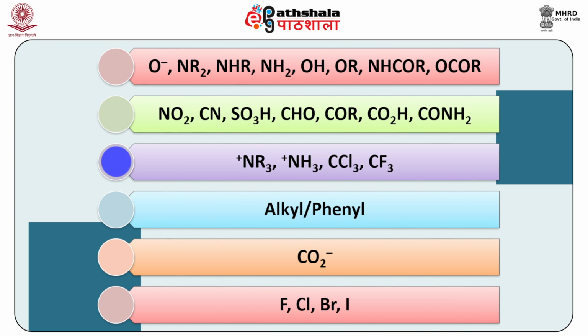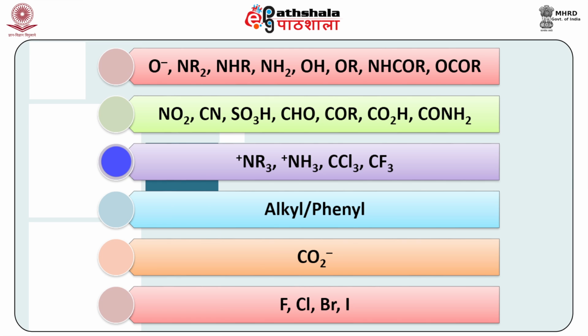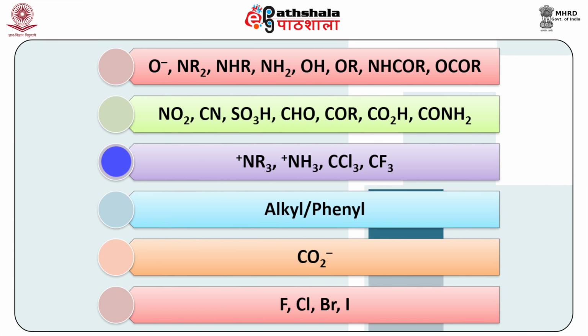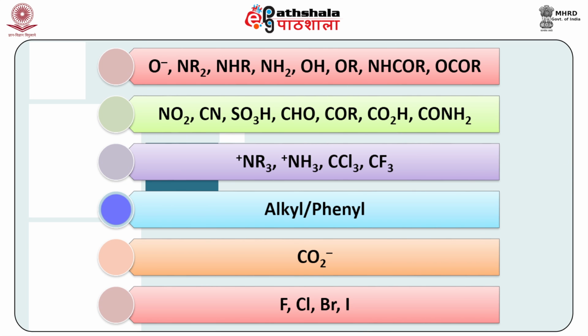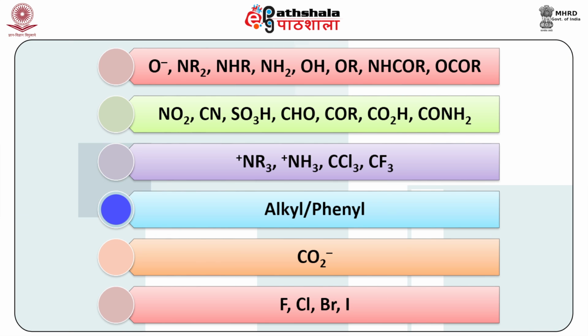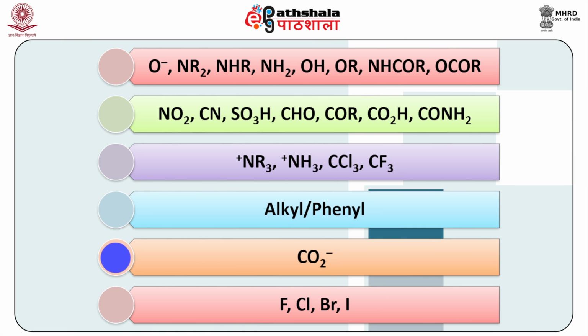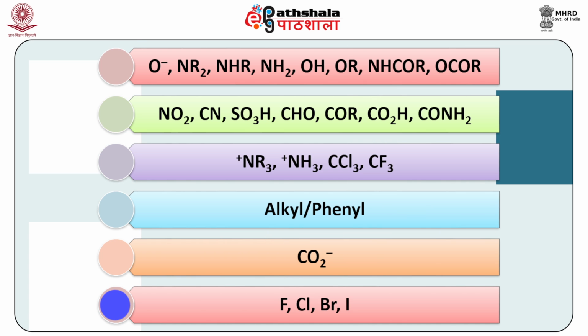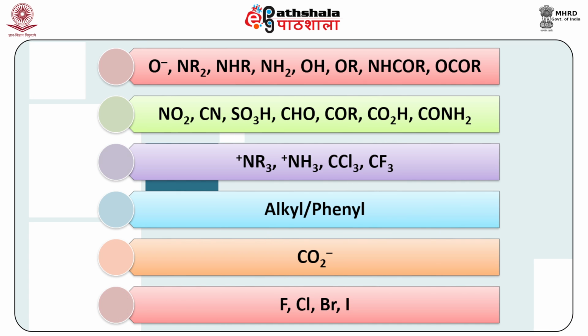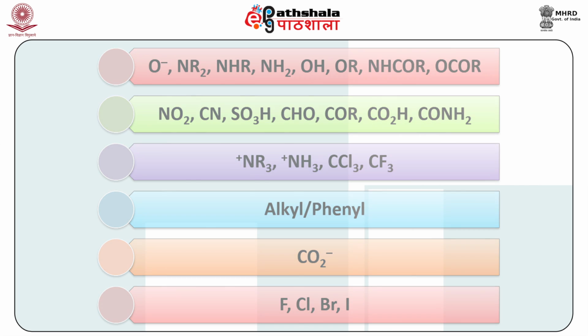Next category, students, is the salts of the amines, that is NR3+, NH3+, that is the ammonium ion or the trialkyl ammonium ion, CCl3, CF3. Next category is alkyl and phenyl. Another one is CO2-. Last category is the halogens, that is fluorine, chlorine, bromine and iodine. These are now discussed one by one.